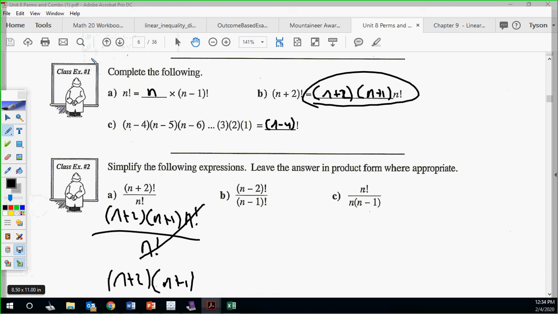Okay, so part B, the bottom's bigger this time because n minus 1, n minus 2, so the bottom's a bigger number, so I'm going to walk that down to like that. And so those cancel. So you're just going to get 1 over n minus 1 for B.